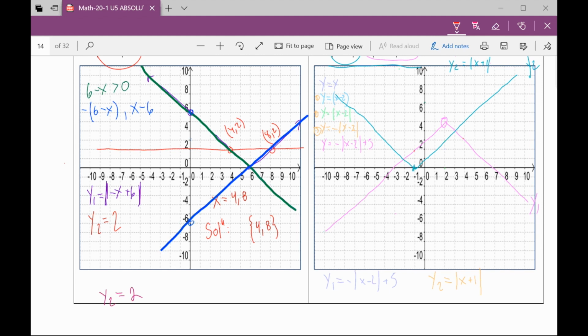And now it's a very simple matter to identify the solutions graphically just by noting where the intersection points are. There are 2 intersections at -2, 1 and at 3, 4. And so our solution then becomes x equals the set of numbers that include -2 and 4.